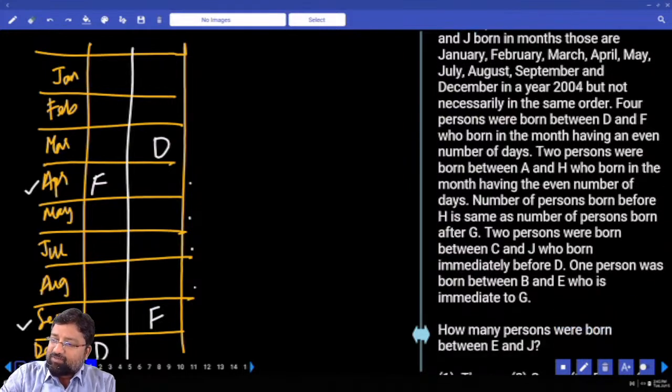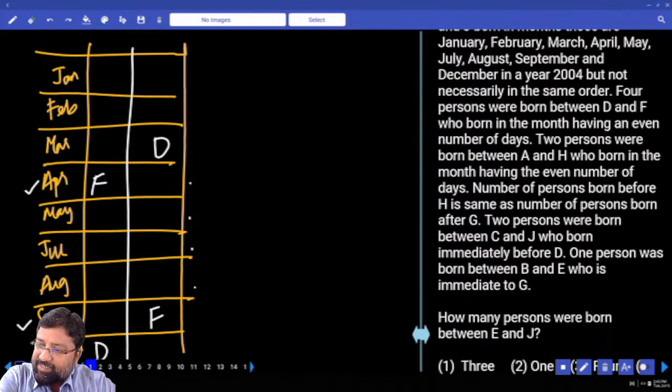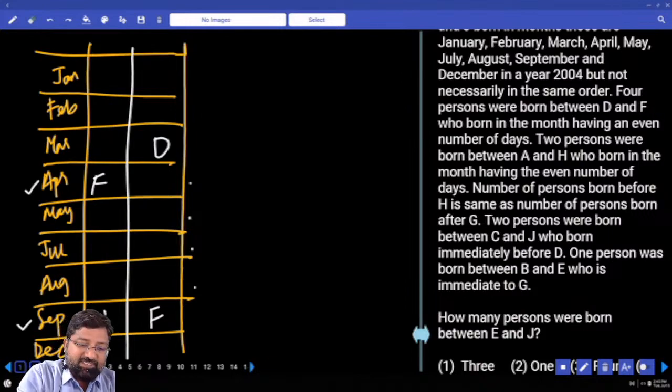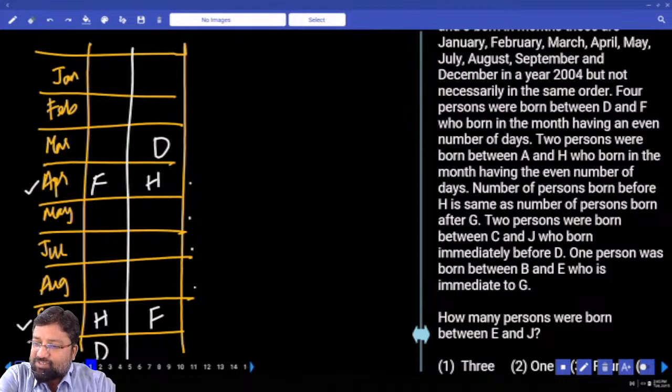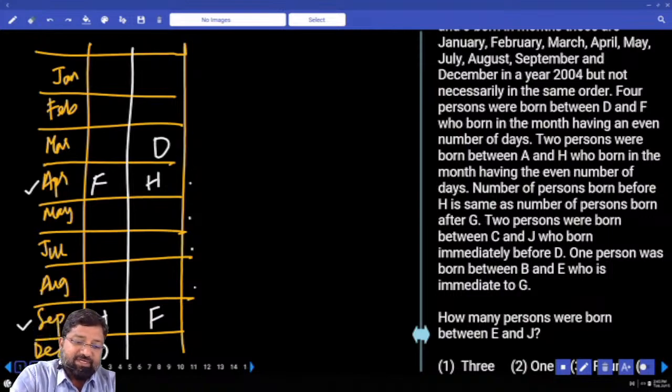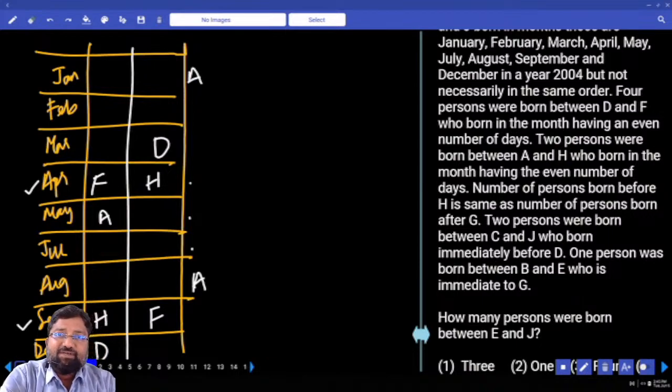Next line. 2 persons are born between A and H. H was born in the month having even number of days. Obviously there were only 2 months which have even number of days. So this has to be H here and this has to be H here. And he says H was born in the month having even number of days. Apart from that, 2 persons were born between A and H. Here maybe this is A or this is A. 2 persons are born between A and H.